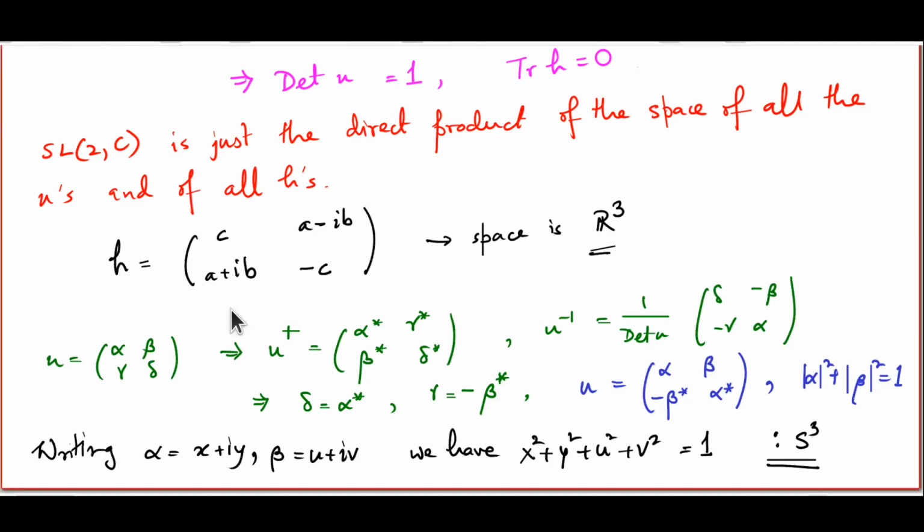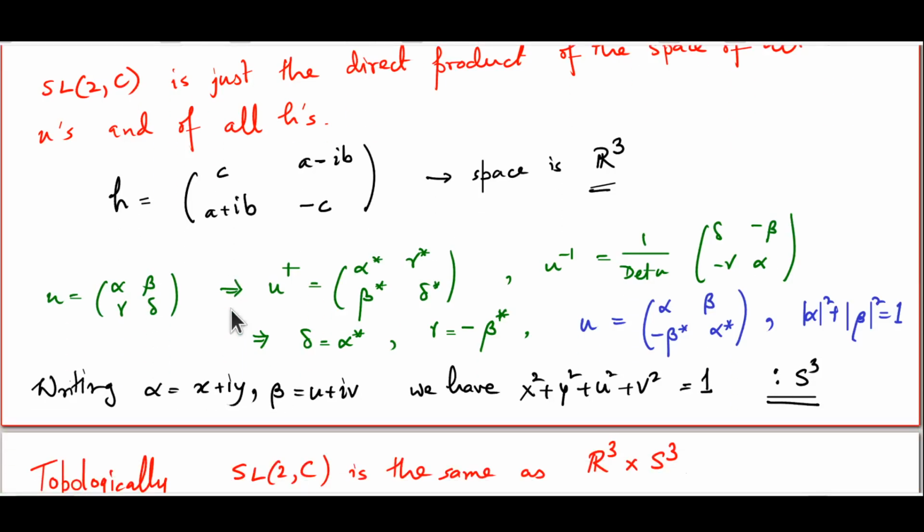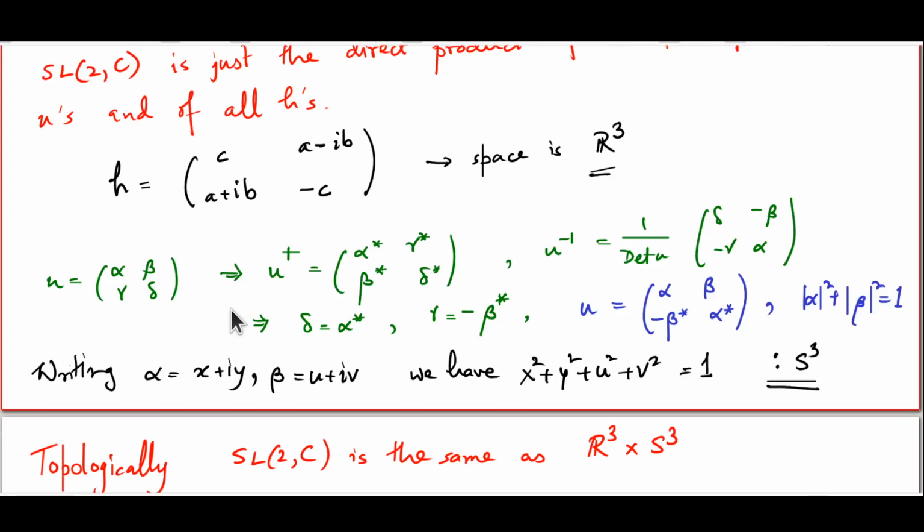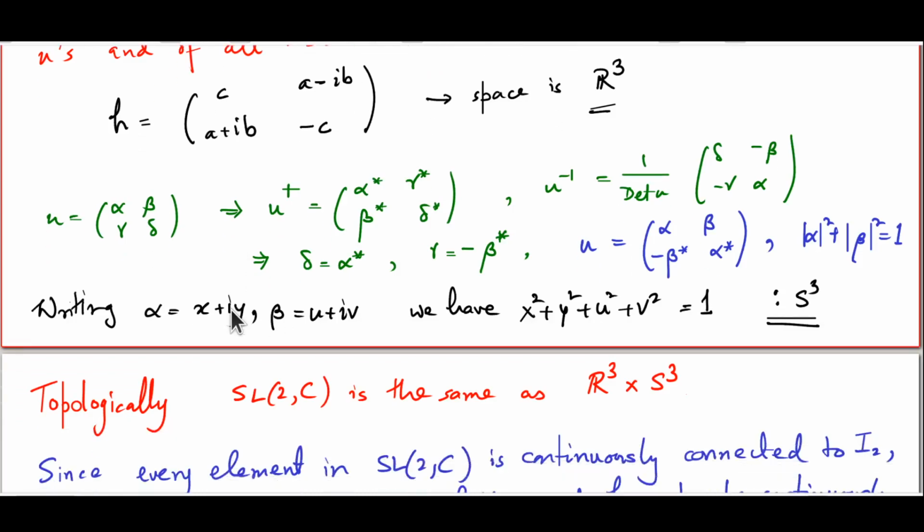So from the topological point of view, our group SL(2,C) is nothing but the same as R3 direct product with S3. And since both R3 and S3 are connected spaces, that is, you can join any 2 points on R3 and any 2 points on S3 respectively, with curves staying entirely within R3 and S3, it follows that SL(2,C) is also connected, that is, every element of SL(2,C) is continuously connected to the identity.